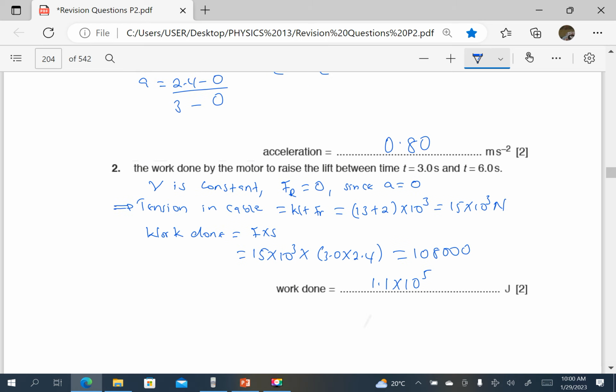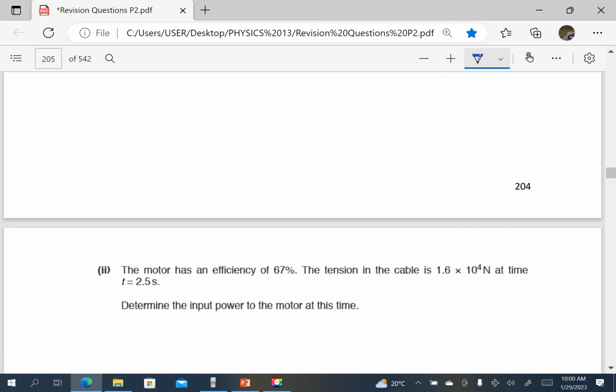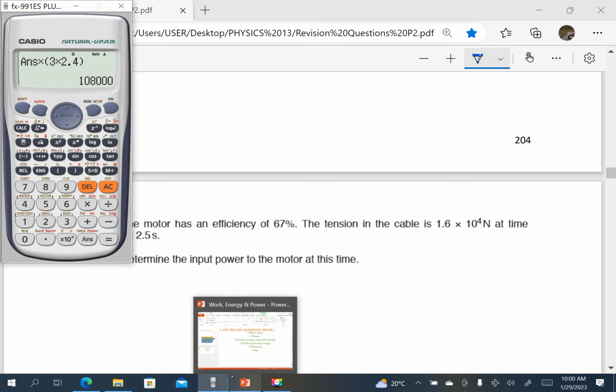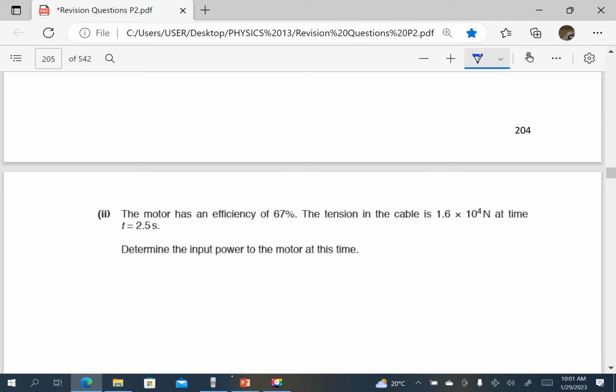So that is going to be the work done. In our next part, the motor has efficiency 67%, and the tension is 1.6 times 10 power 4. Determine the input power to the motor at this time.